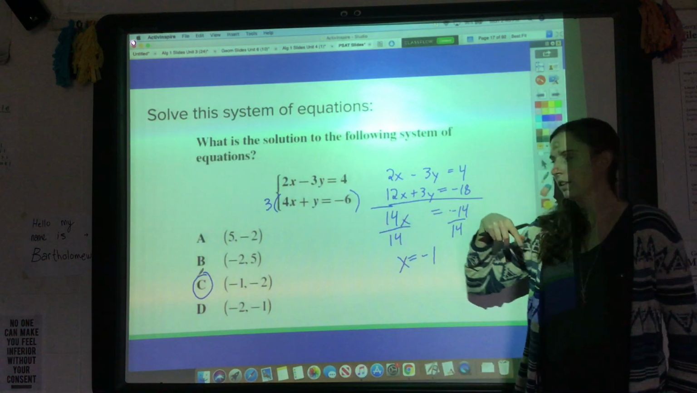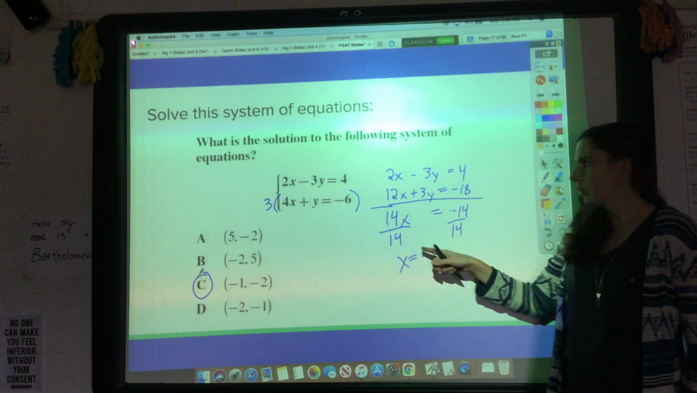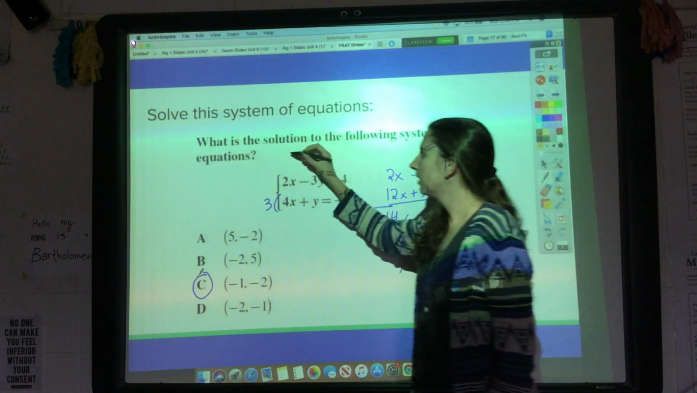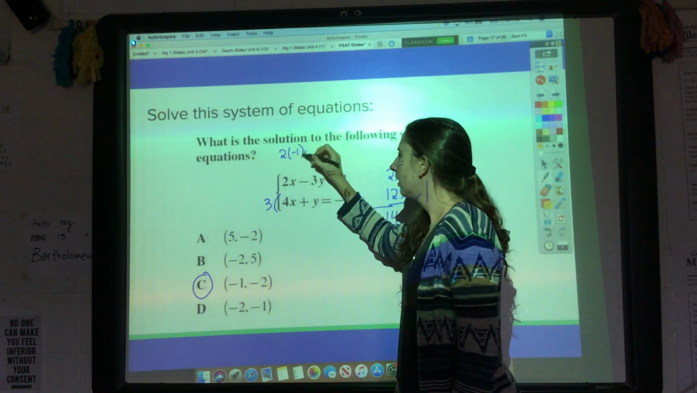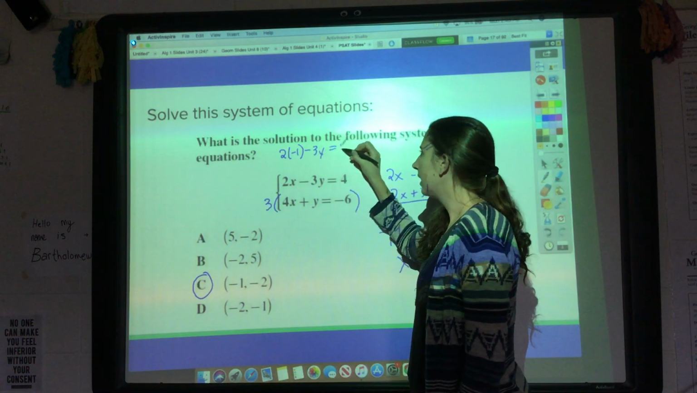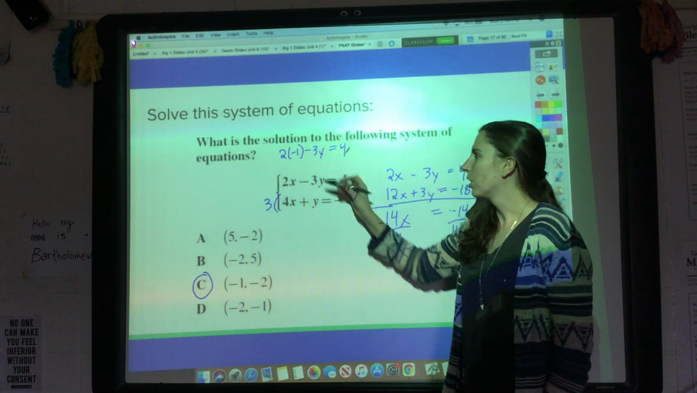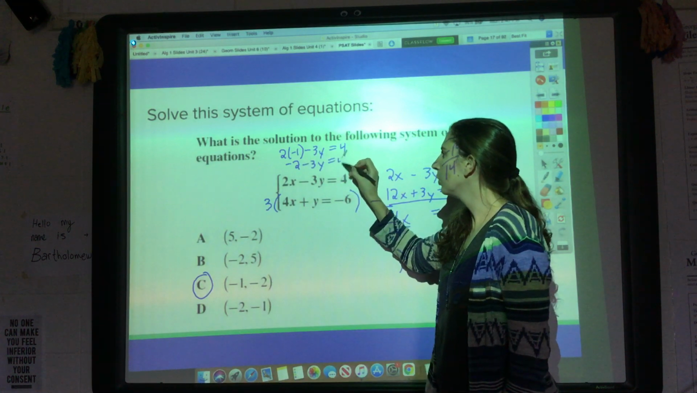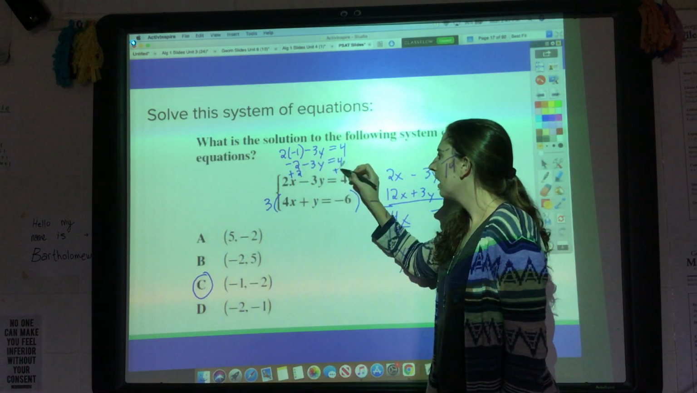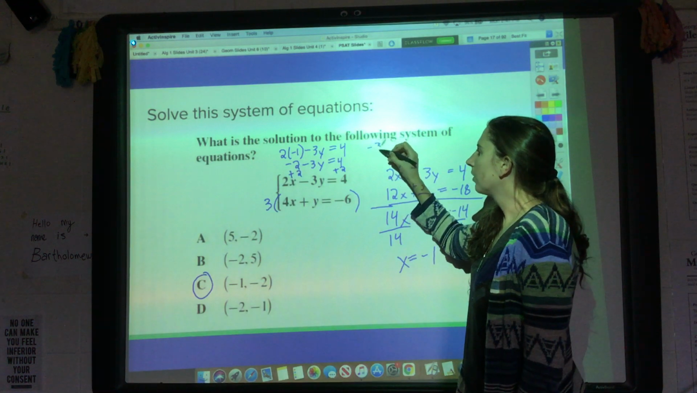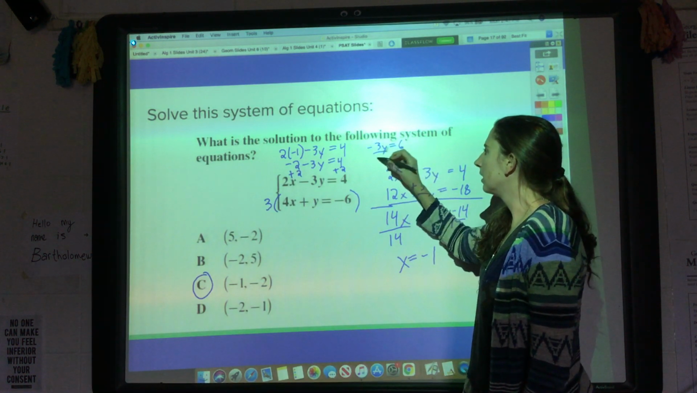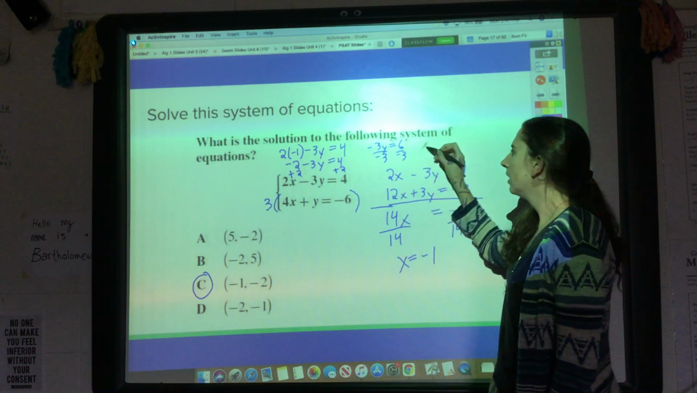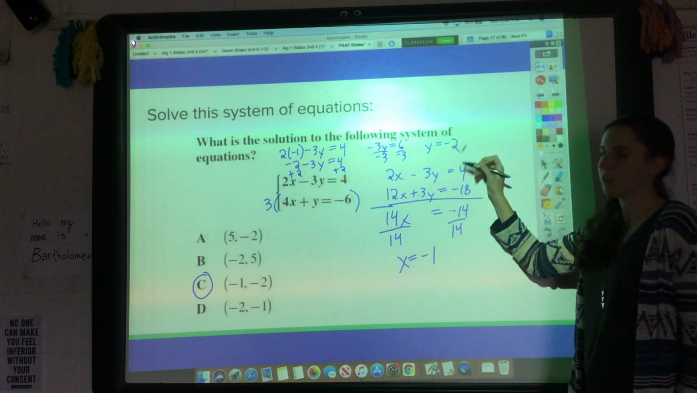If I needed to find the y value, I could use any of these equations. It doesn't matter which one, but take the negative 1, put it in for x, and use this to solve for y. So negative 2 minus 3y equals 4. Add 2 to both sides. So negative 3y equals 6. Divide by negative 3. That's how you get the negative 2.